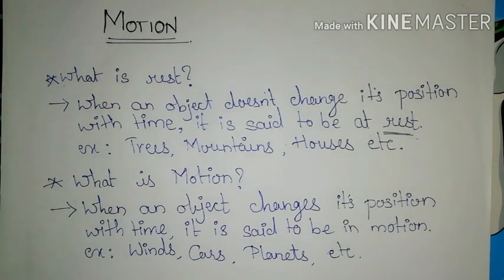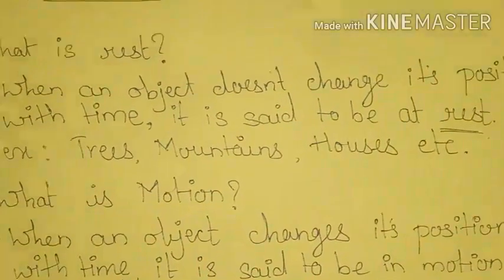And motion is classified into different types based upon what kind of path the object traces. For example, if an object travels in a straight line, then it is known as rectilinear motion. When an object takes a curved path, it is known as curvilinear motion. When an object traces a circular path, it is called circular motion. And whenever an object oscillates, that is, moves to and fro, that is known as oscillatory motion or periodic motion.